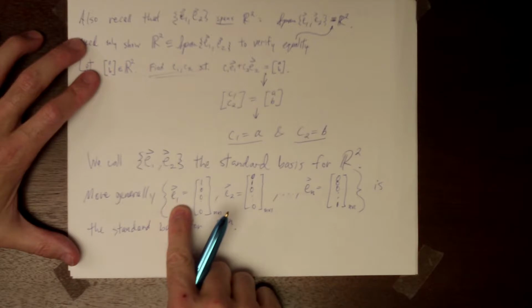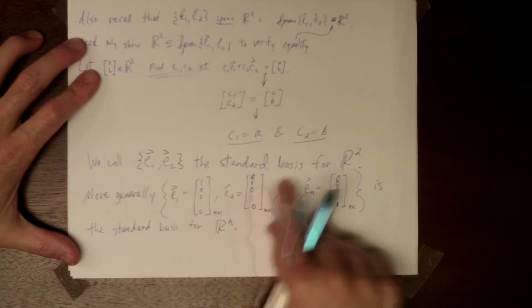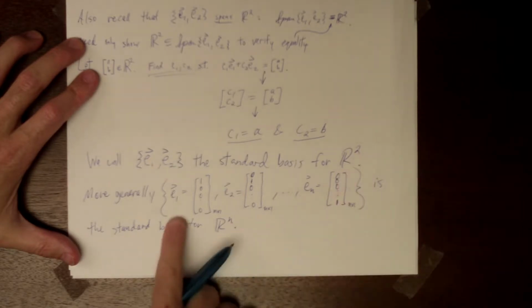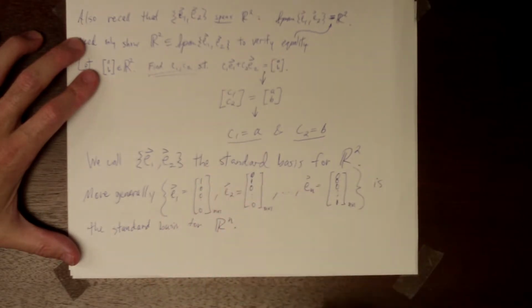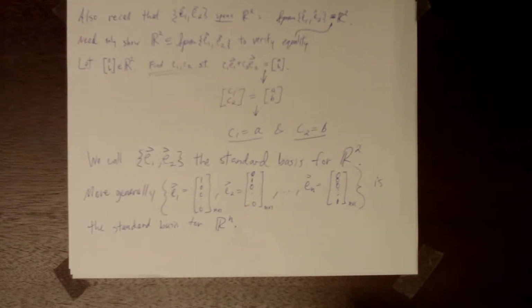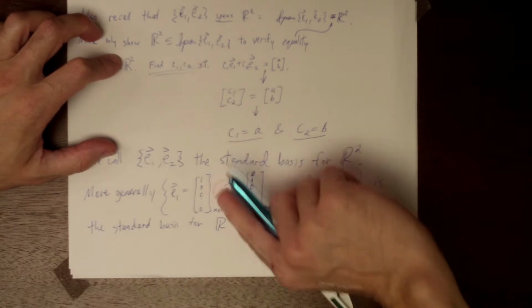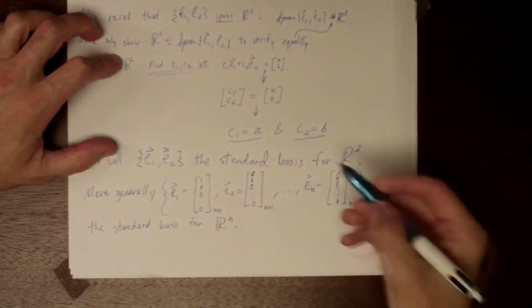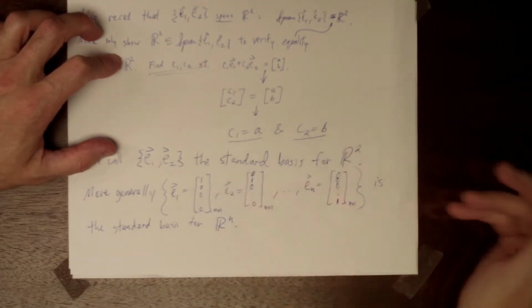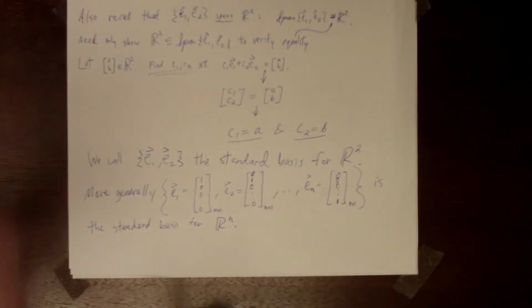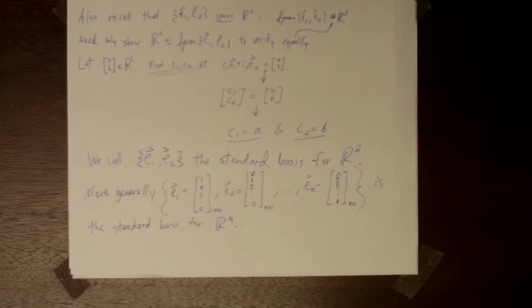So what E1 is depends on what Rn you're talking about. In R2, E1 is 1, 0. Simple enough. But in Rn, E1 is the n by 1 vector with a 1 at the top and all zeros below it, right? So, all right.